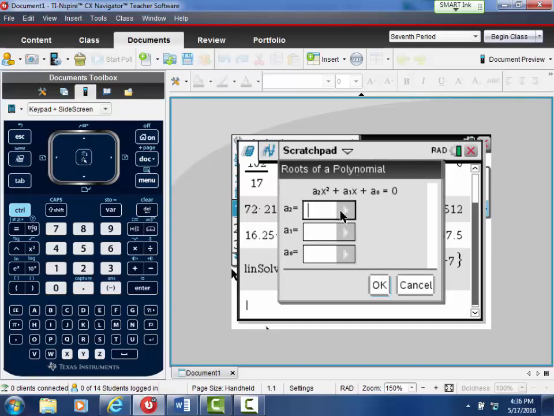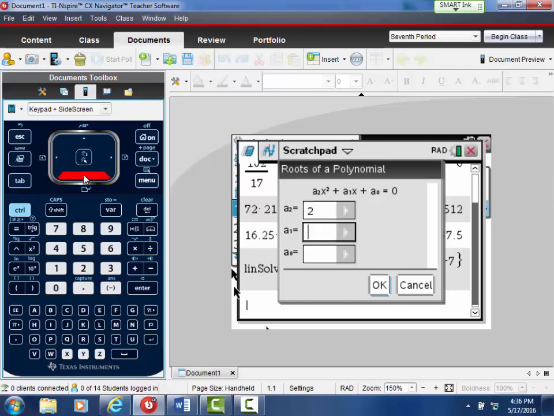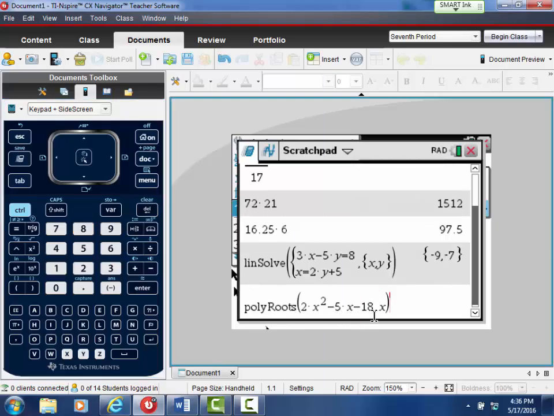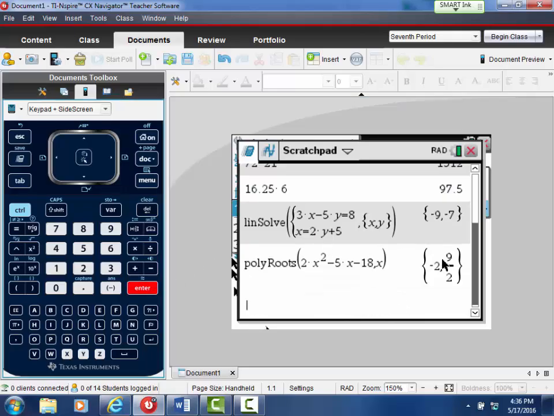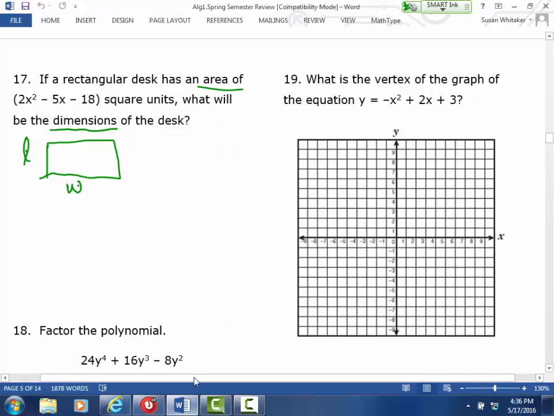And so we put in our coefficients. The first one is what goes in front of x squared, and that was 2. Then our second was negative 5, and our third was negative 18. There's our expression before the polynomial, and we hit enter, and it gives us negative 2 and 9/2. So I'm going to write that down on my paper. We got negative 2 and 9/2. Now that's the solutions for x.